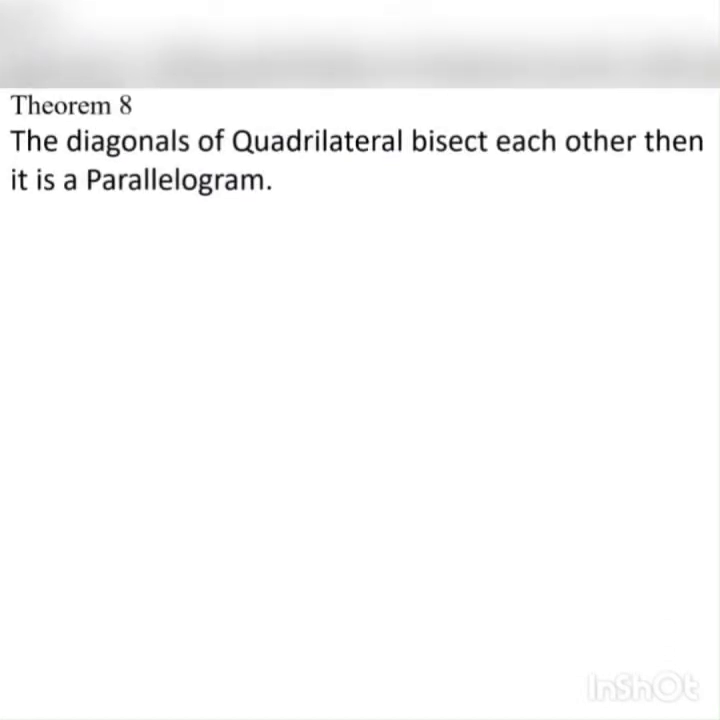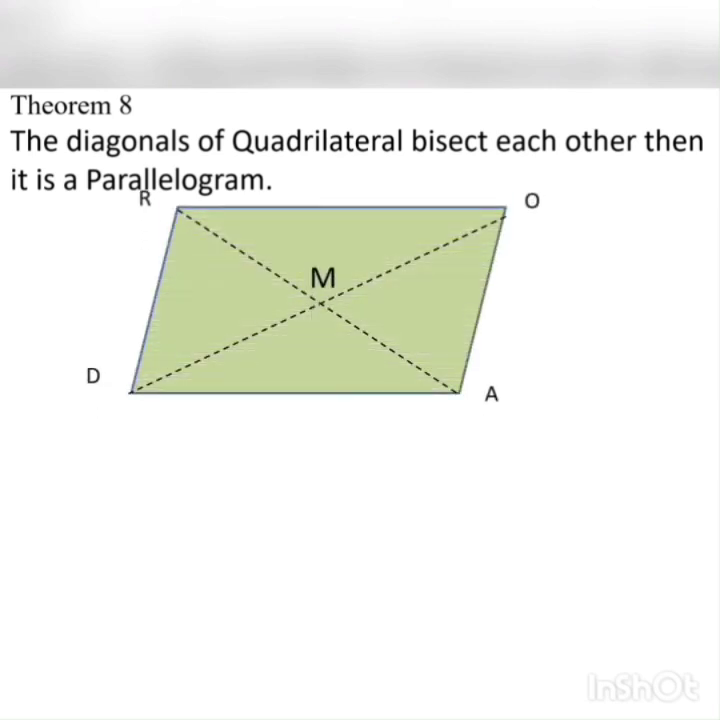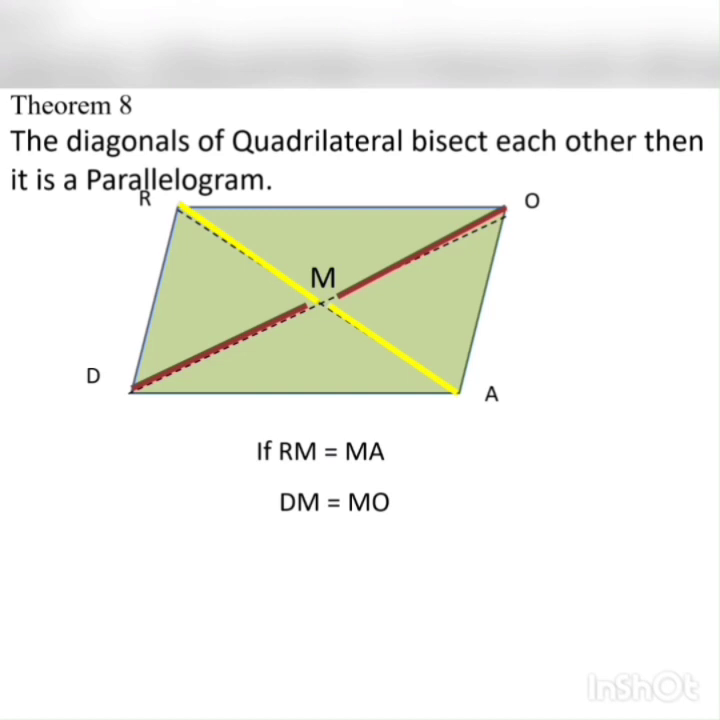Theorem number 8. It is a converse of theorem number 7. It states that if the diagonals of a quadrilateral bisect each other, then it is a parallelogram. Consider a quadrilateral ROAD, and RA and OD are diagonals. If RM is equal to MA and DM is equal to MO, then the given quadrilateral ROAD is a parallelogram.